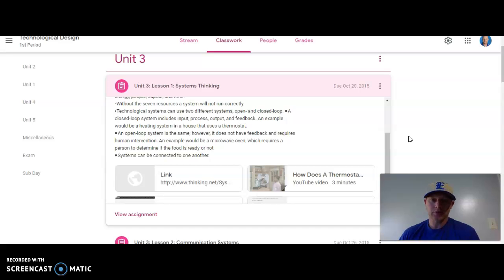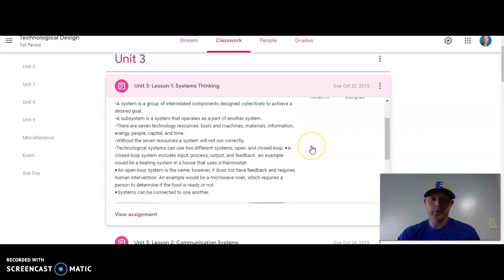So as we're going through this, hopefully this is a review for you. If not, you need to make sure that you are reviewing this so that you do know it. If you remember, we talk about resources. We're talking about time, information, materials, people, energy, capital, tools, and machines. And those are your 7 technology resources.